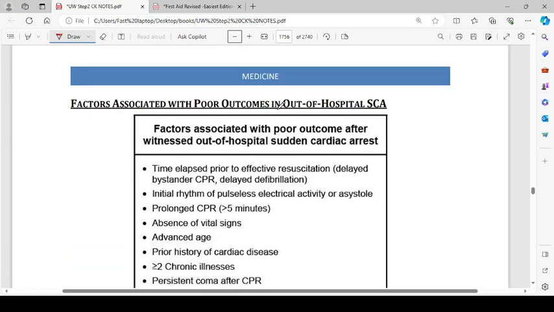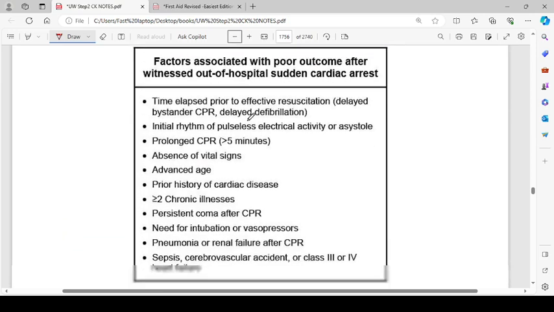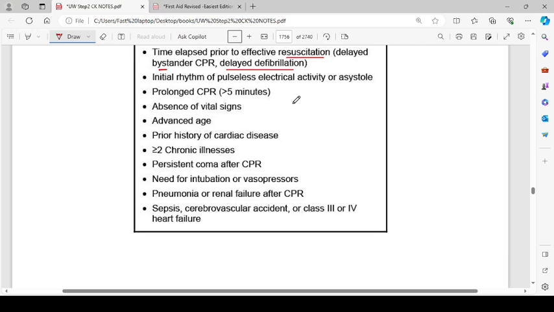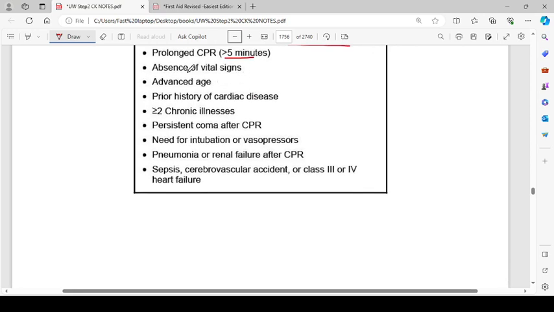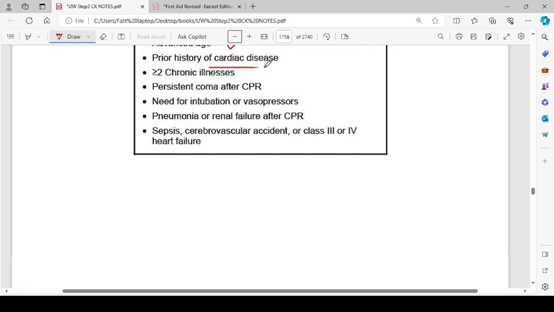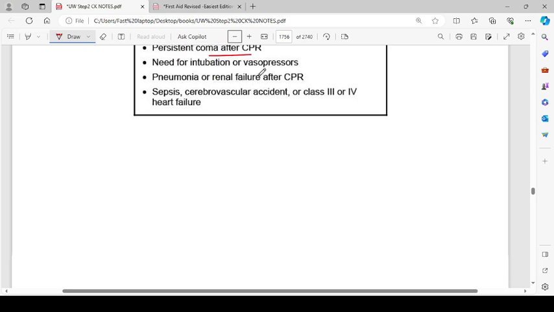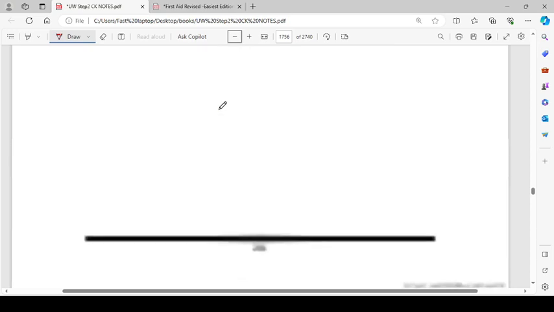What are the factors associated with poor outcomes in out of hospital sudden cardiac arrest? These are the factors which are associated with that. Time elapsed prior to effective resuscitation, that is delayed bystander CPR, delayed defibrillation, initial rhythm of pulseless electrical activity or asystole, prolonged CPR more than 5 minutes, absence of vital signs, advanced age, prior history of cardiac disease, more than 2 chronic illnesses, persistent coma after CPR, need of intubation or vasopressors, pneumonia or renal failure after CPR, sepsis, cerebrovascular accident, or class 3 or 4 heart failure.